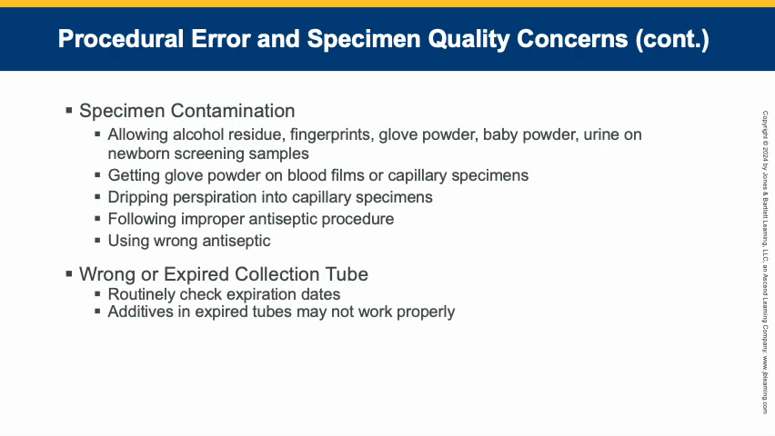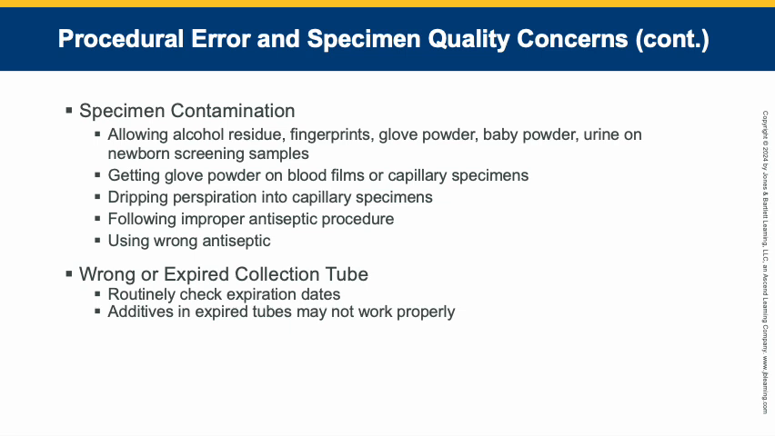Specimen contamination is typically inadvertent and generally the result of improper technique or carelessness, such as allowing alcohol residue, fingerprints, glove powder, baby powder, or urine on the newborn screening samples. This can lead to specimen rejection. Getting glove powder on blood films or capillary specimens, dripping perspiration into capillary specimens, following improper antiseptic procedure, or using the wrong antiseptic. These are all things that can cause problems. The FDA has banned the use of powdered gloves, though, so we don't have that risk anymore.